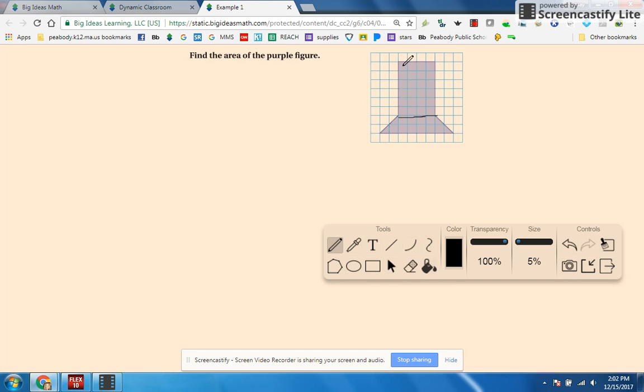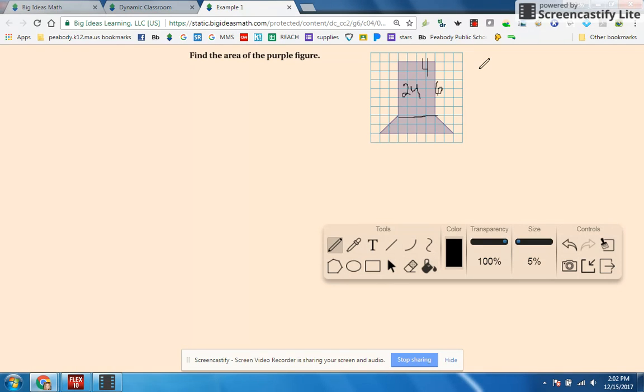So I need to figure out what the length and the width are. If I count my squares, 1, 2, 3, 4, I have 4 for my length. I'm going to do my width, 1, 2, 3, 4, 5, 6. Okay, so now I have my length and my width. So I multiply length times width, I get 24. So that's the area of just the rectangle part.